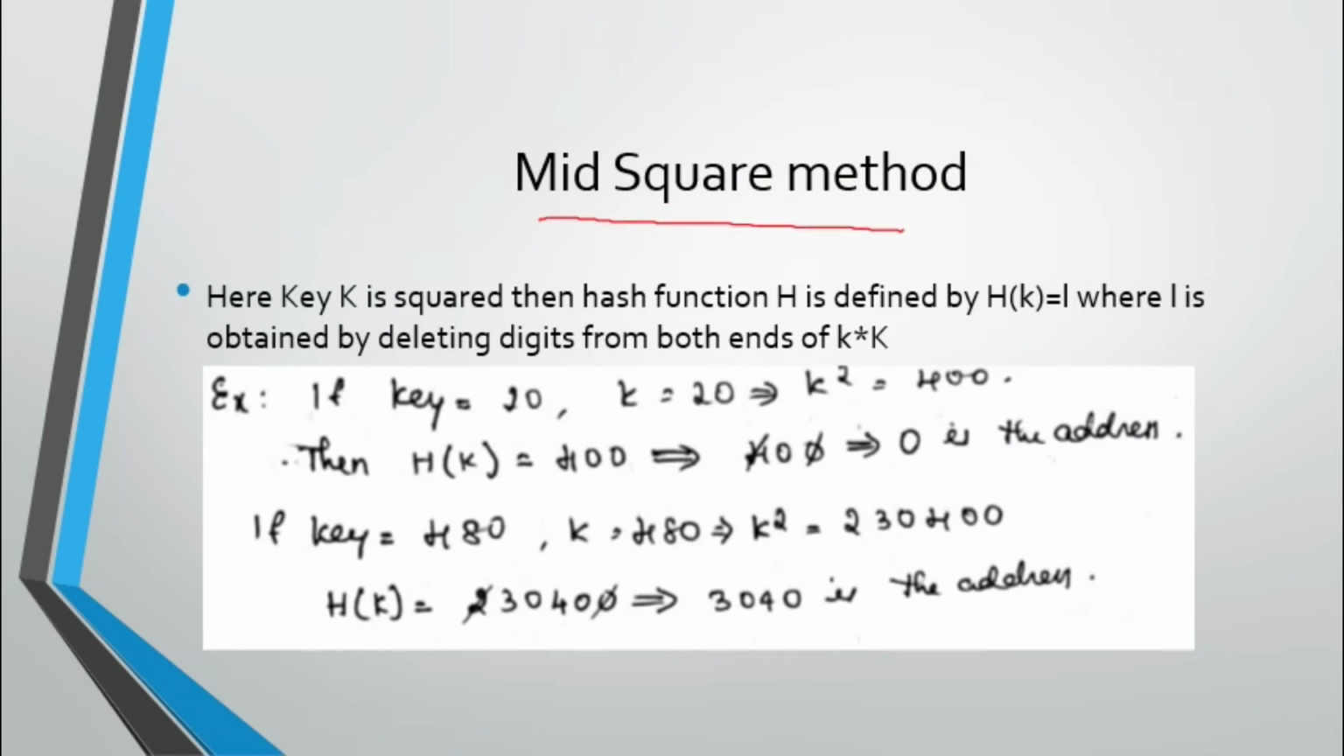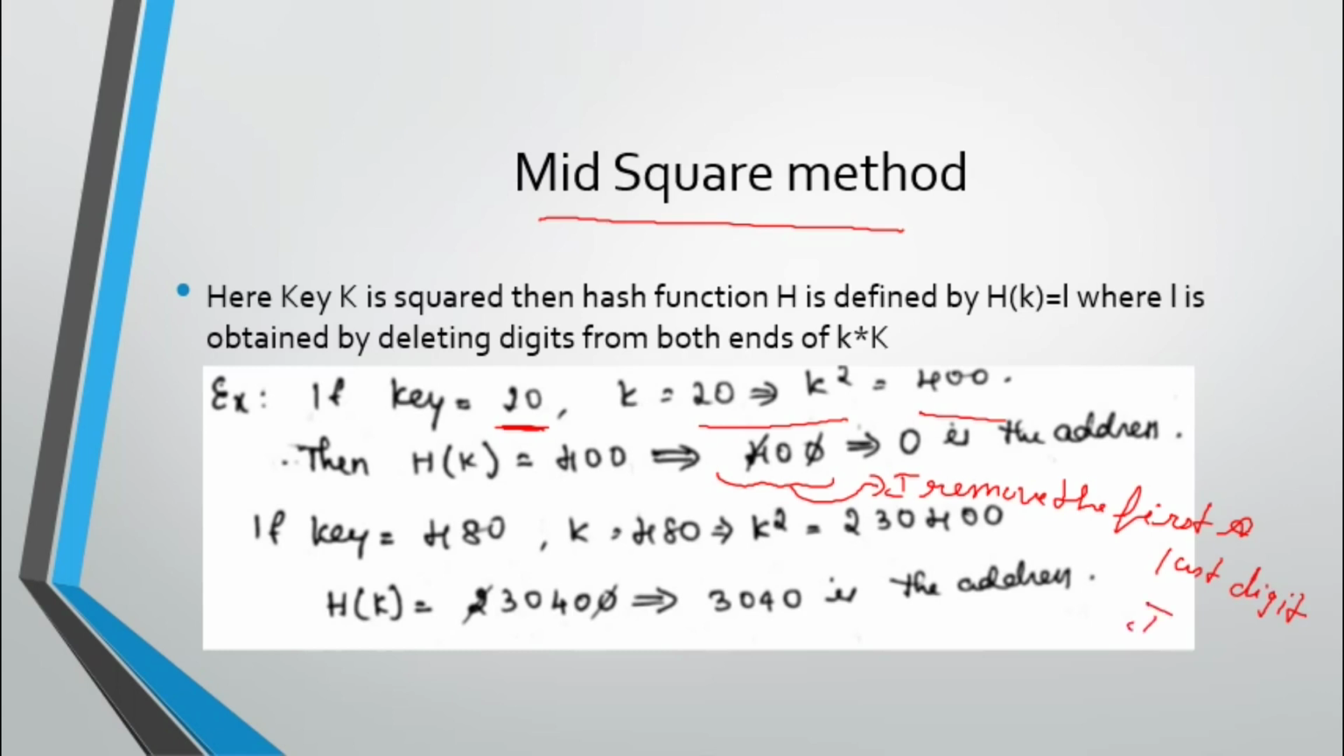Say I have a key 20. What I do is take the square of the key, so I get 400, and I remove the first and the last digit. When I do that, I get the address.